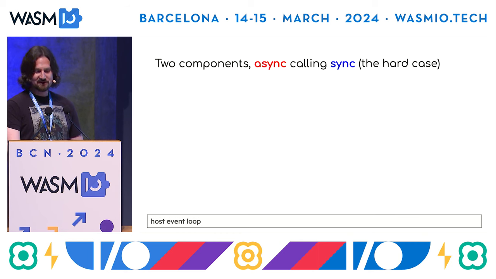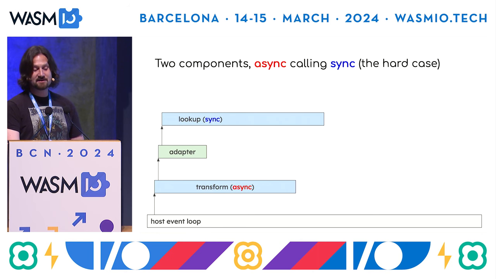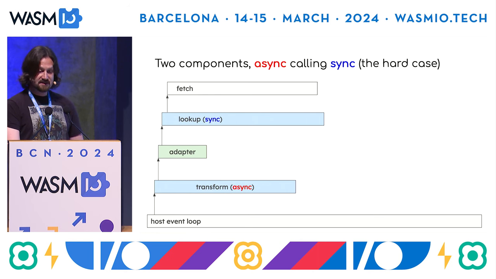So we start in the host event loop. We call into our async transform function, which calls through the adapter into the synchronous lookup function, which now synchronously calls fetch. Fetch can block. Now, we don't want to suspend or block the entire call stack because we need to get back somehow to this asynchronous transform function so it can make progress, because that's what it wants to do.